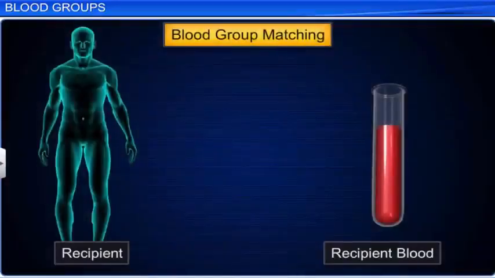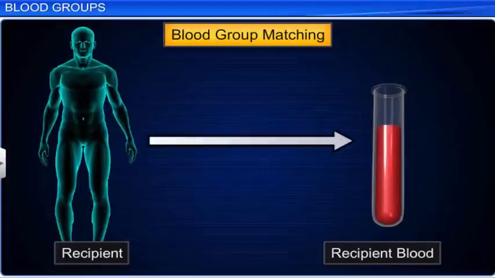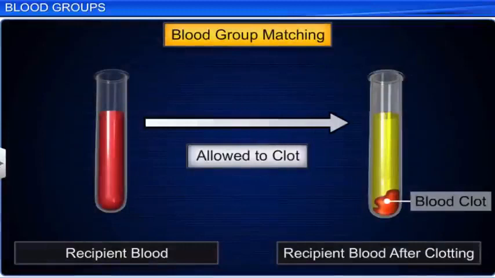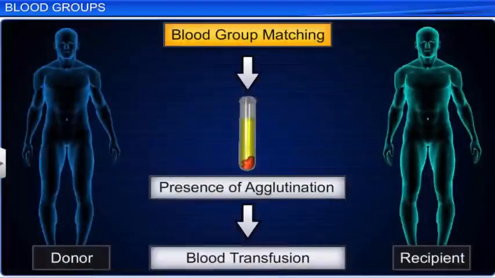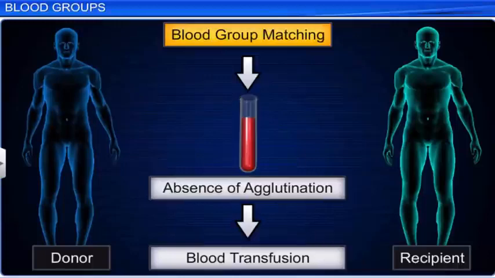First, a small quantity of blood is collected from the recipient. Then the blood is allowed to clot, which produces an extract, that is, an amber-colored fluid called serum. Finally, the recipient's serum is added to the donor blood to check for agglutination. If agglutination occurs, both blood groups are said to be incompatible, and so blood cannot be transfused. However, if agglutination does not occur, both blood groups are said to be compatible and transfusion can be carried out.